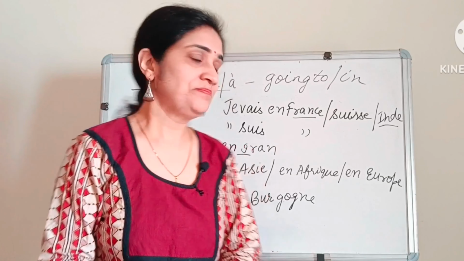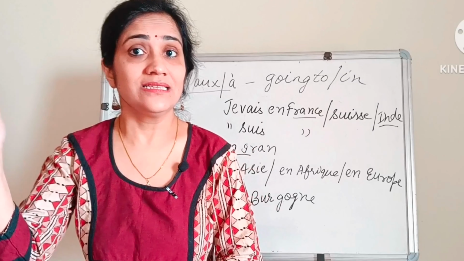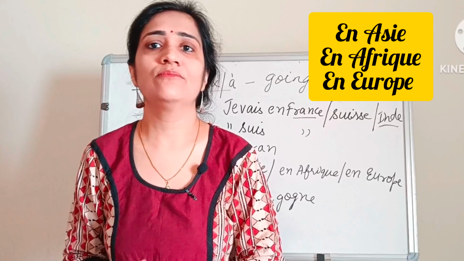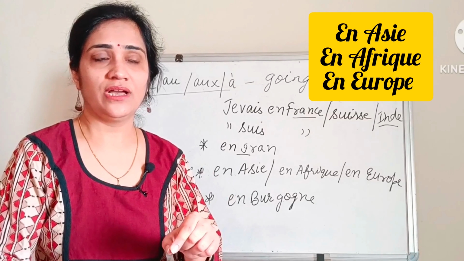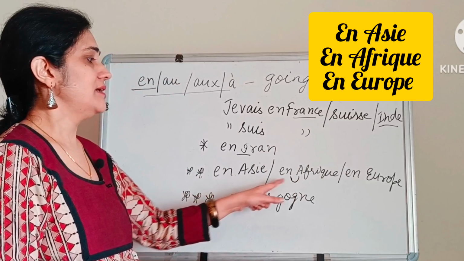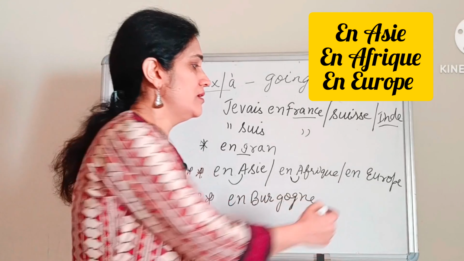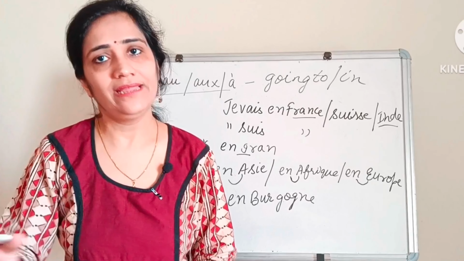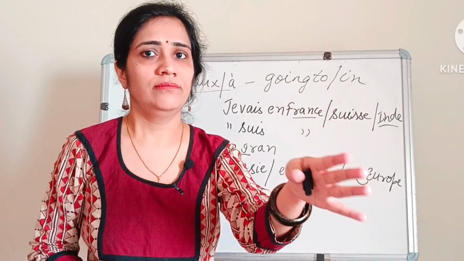Now the another case is with all the continents like Asie, Asia, Afrique, Africa, Europe, Europe. So with all the names of the continents, referring to going to or in, you have to use en, like en Asie, in Asia or going to Asian countries. En Asie, en Afrique. Why am I saying en Asie and en Afrique? Because there is a linking of the vowel and the consonant N and A. En Asie, en Afrique, en Europe, which means in or going to, referring to going to that place or in that place.